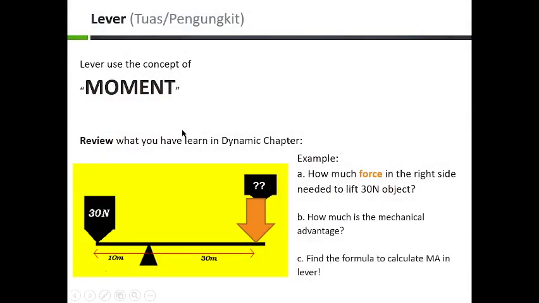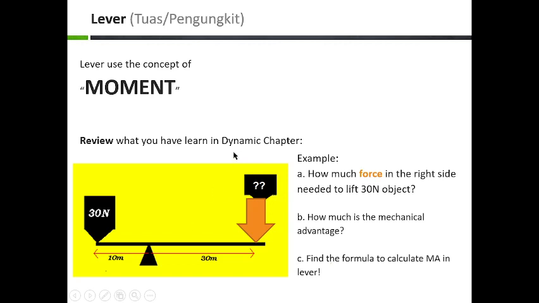Okay, so the lever also uses the concept of moment. You already learned this in grade 7 in dynamics, in the concept about force. For example, there is a lever, there is a load on the left, 30 Newton, and on the right there is a force. We want to lift the 30 Newton load, and the distance from the fulcrum is different, which is 10 meter to the left for the load and 30 meter to the right for the effort or the force. So how much force on the right side is needed to lift the 30 Newton object?